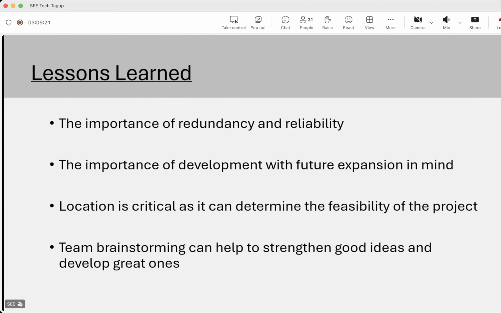Some of the lessons our team learned throughout the course of our project include the importance of redundancy and reliability in the lunar environment, and the importance of development with future expansion in mind, as well as determining a suitable location to ensure mission feasibility, being the South Pole, and the importance of collaboration to develop stronger ideas. On behalf of our team, I'd like to thank Dr. Siebel for his guidance throughout these past 16 weeks and for making this project possible. Thank you.